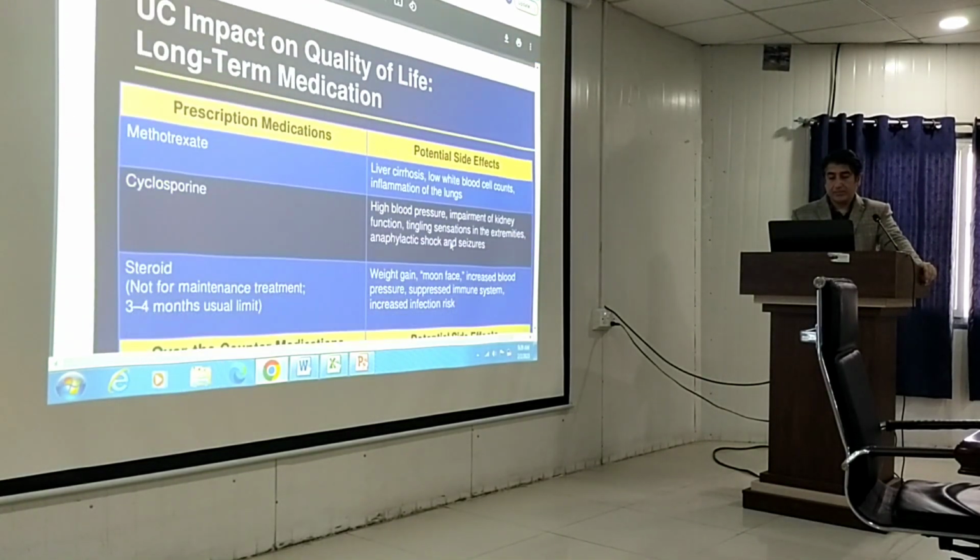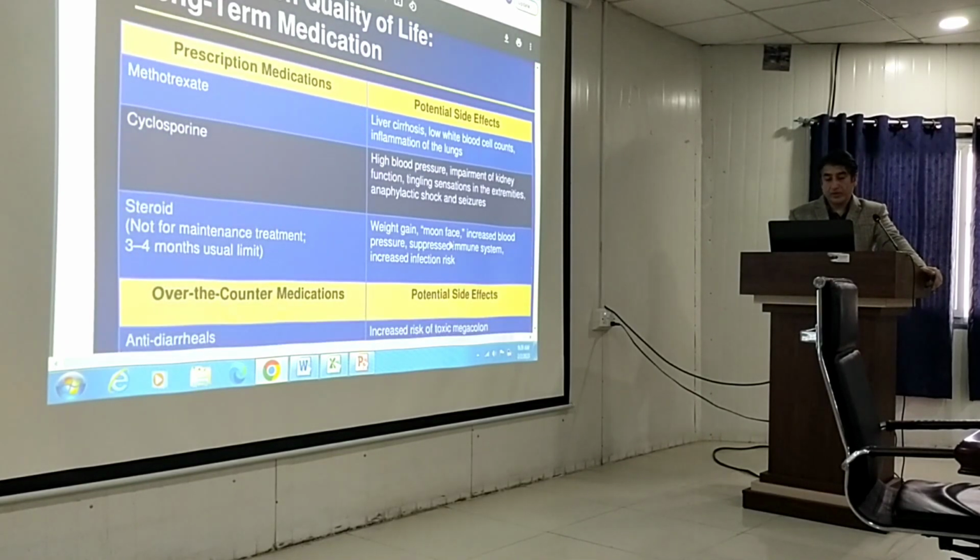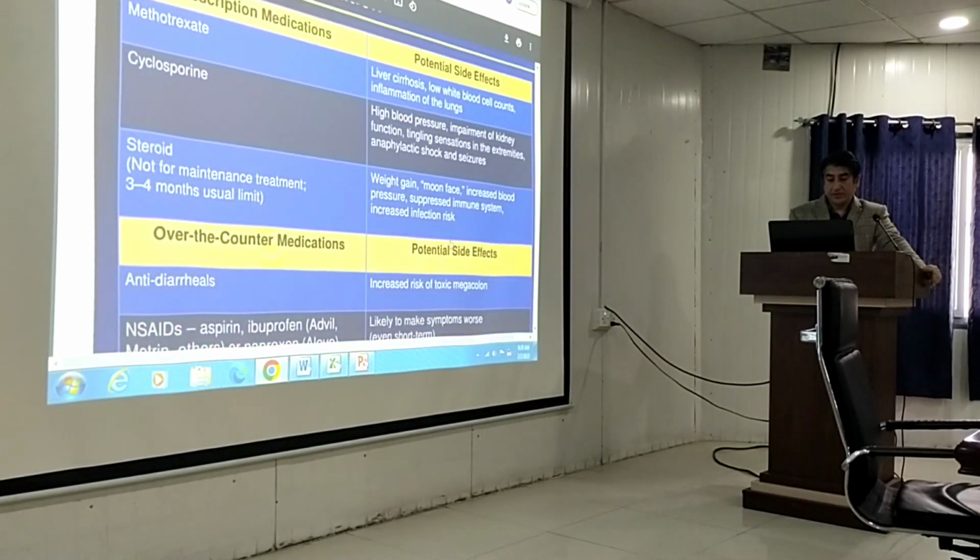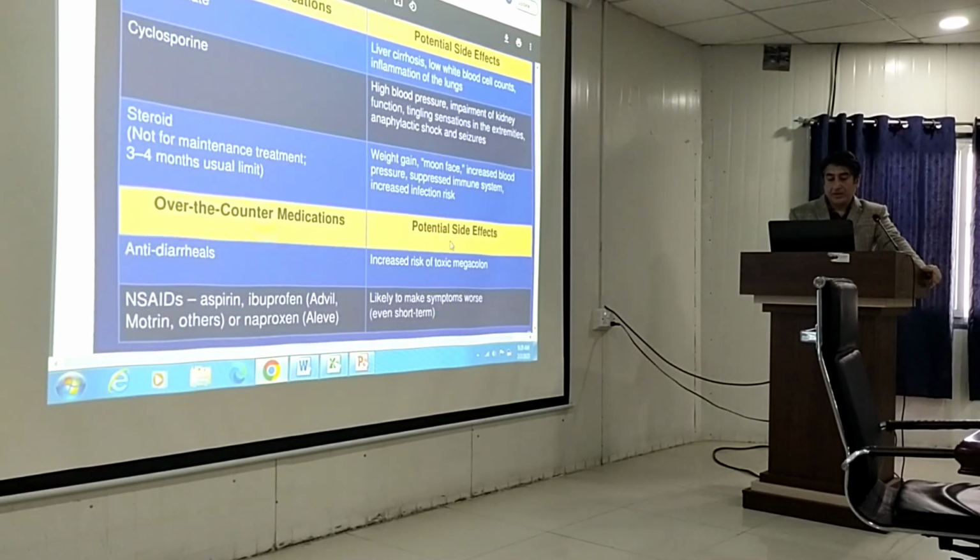Ulcerative colitis and the impact of long-term medications like methotrexate. Side effects, we all know, are liver cirrhosis, low white blood cell count, inflammation of the lungs, plus renal nephrotoxicity. Cyclosporine is notorious for its renal toxicity. That's why we usually recommend it in severe cases and in any hospitalized setup. Steroids are not for maintenance treatment. We earlier discussed the side effects associated with steroids.